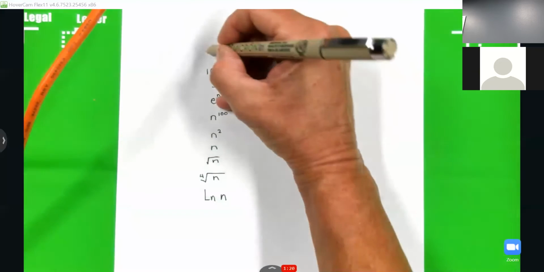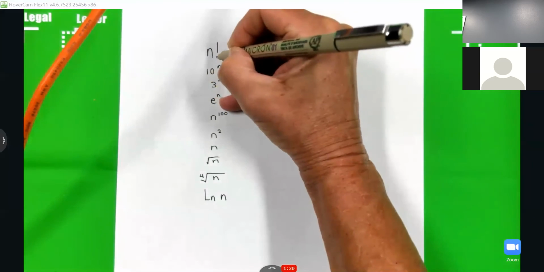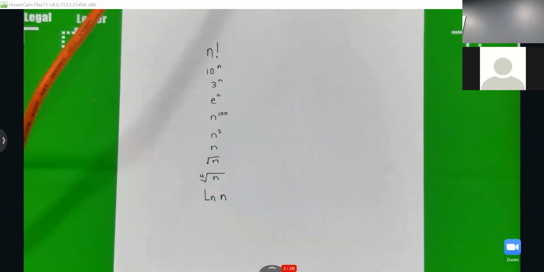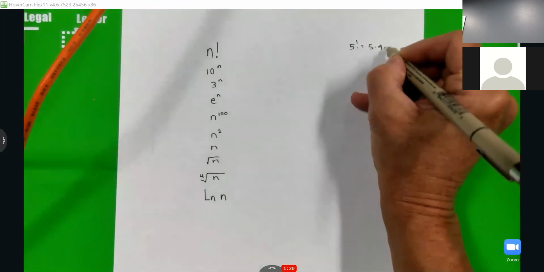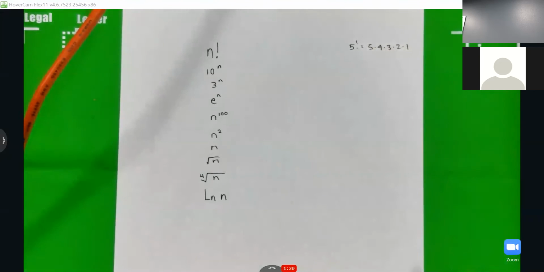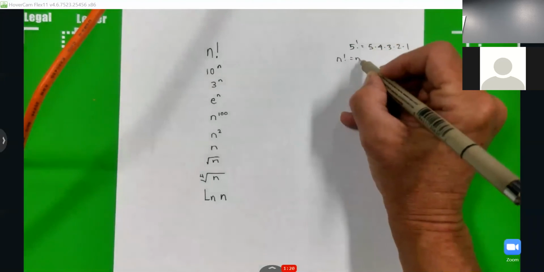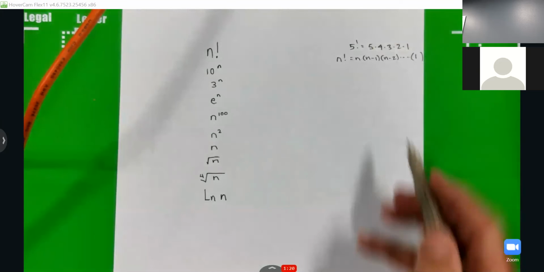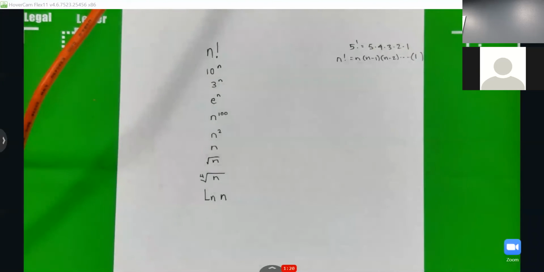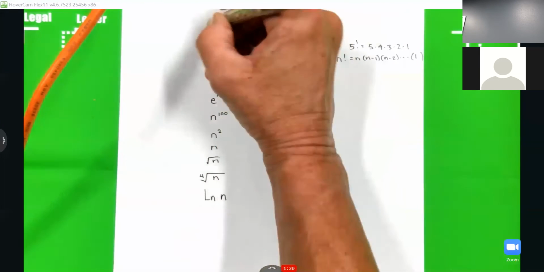Do you know what this number means? N factorial. What does that mean? What does 5 factorial mean? Times what? Right? 5 factorial, 5 times 4 times 3 times 2 times 1. So n factorial means n times n minus 1 times n minus 2 until all the way down to 1. So it's bigger than 10 to the n. But it's smaller than n to the n because I've got a lot of minus 1s here. So n to the n is pretty dang big.